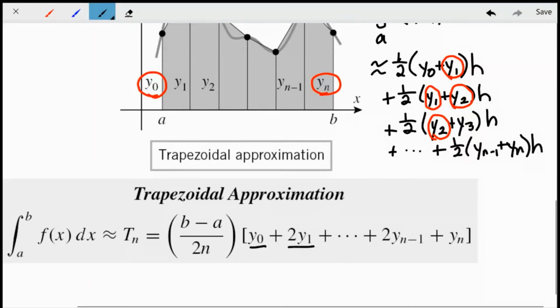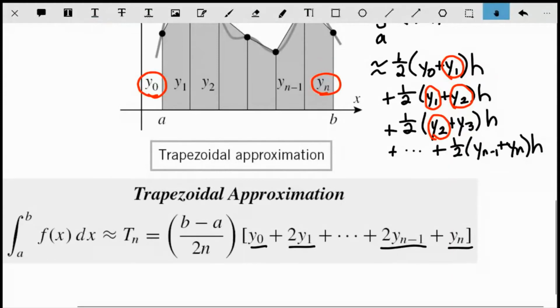y1 showed up in two trapezoids, all the way till we get to y sub n minus 1, which shows up in two trapezoids, and then the last one only shows up in a single trapezoid. So we can really streamline it down. Now this works when we have equally spaced subintervals. So we have this formula that's a really nice shortcut to do a trapezoidal approximation when it's appropriate.